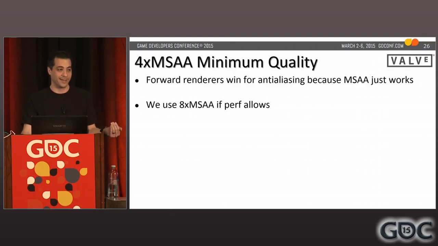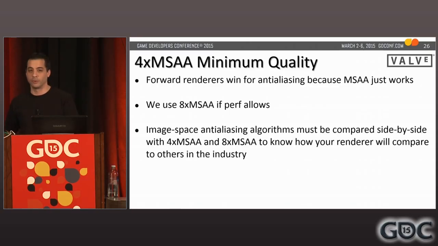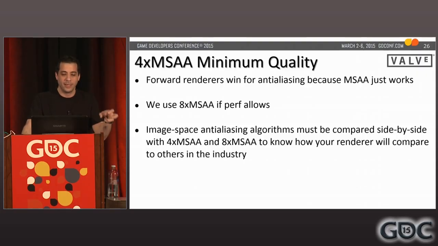We use 8x MSAA whenever we have the perf to spend on it. We're 8x across the board, and it looks amazing. It looks so good when you have 8x MSAA. It's really worth it. But if you are a deferred renderer, and we all understand the problems with MSAA and deferred renderers, if you're trying to use an image space anti-aliasing algorithm, the thing I urge you to do is get your engine to toggle on and off MSAA and that image space algorithm, even if you just need to hack together a forward renderer to do so.